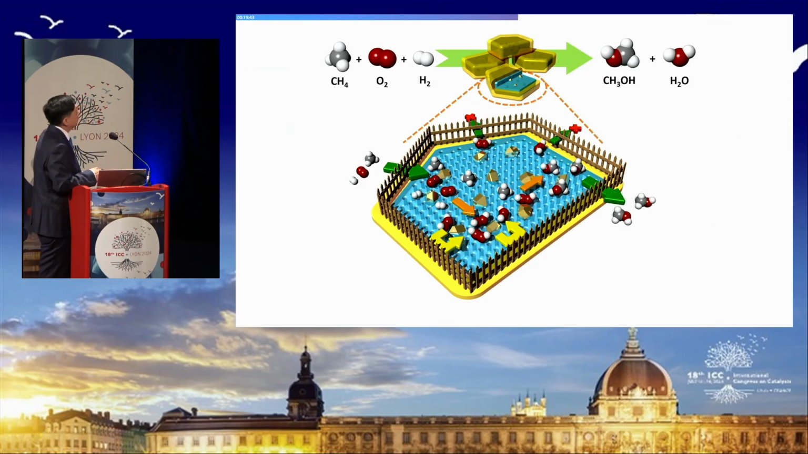Right now, we construct the molecular fins. So here, hydrogen, oxygen, and methane pass through the molecular fins inside. After the formation of hydrogen peroxide, it continually reacts with methane to form methanol. After the formation of methanol, it easily passes through the molecular fins to give the methanol product.